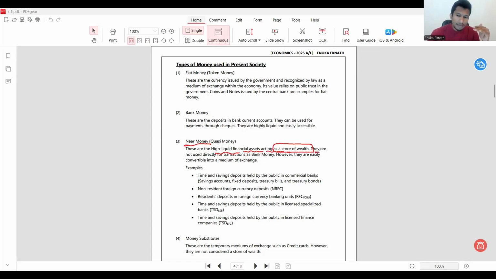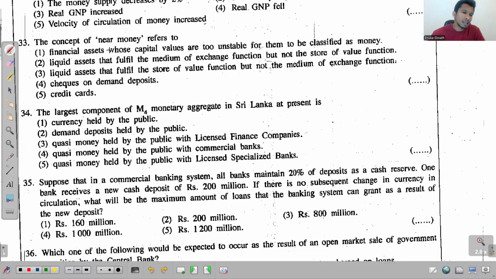And then I say they are not used directly for transactions as bank money, which means they do not act as a medium of exchange. And that's why we don't use them directly for transactions. Right. So if you have that simple idea in mind, you can find the correct answer for this question 33.